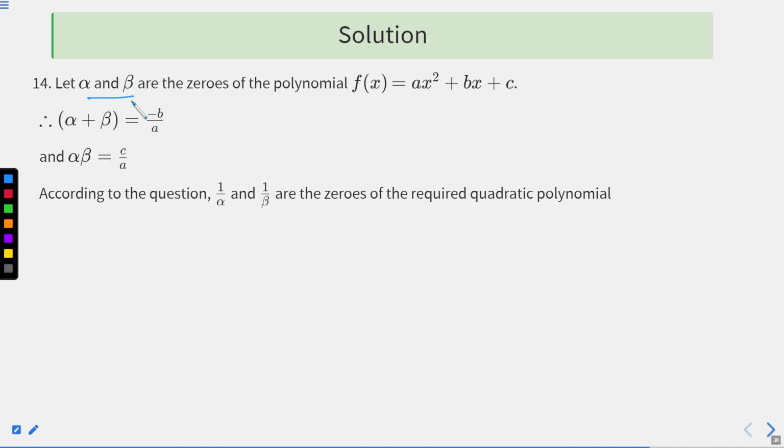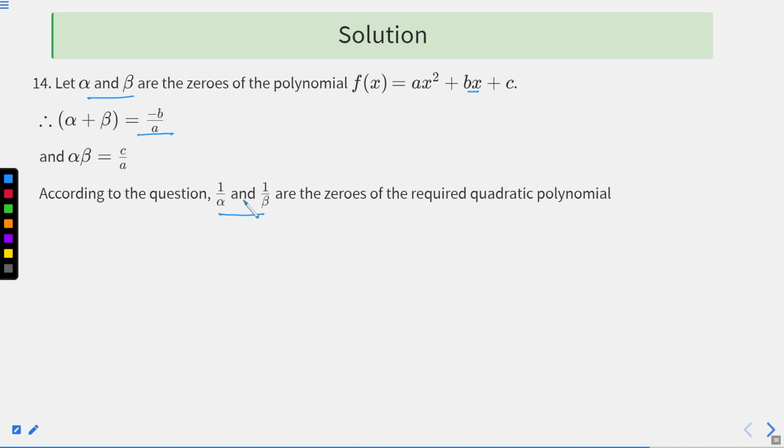Therefore alpha plus beta is equal to minus the coefficient of x divided by the coefficient of x², that is equal to minus b upon a. And the product of its zeros, alpha times beta, is equal to the constant term divided by the coefficient of x², that is equal to c upon a. According to the question, 1 by alpha and 1 by beta are the zeros of the required quadratic polynomial.